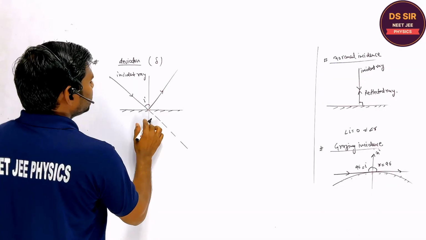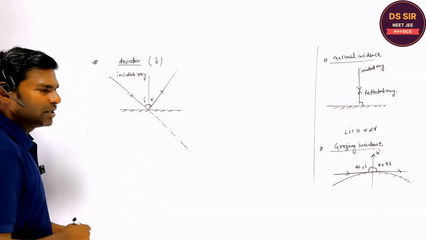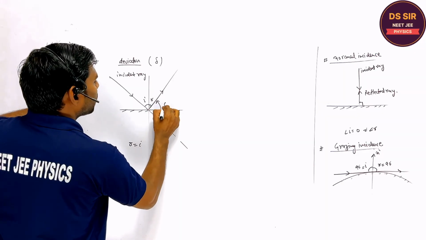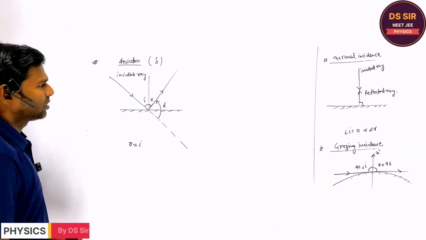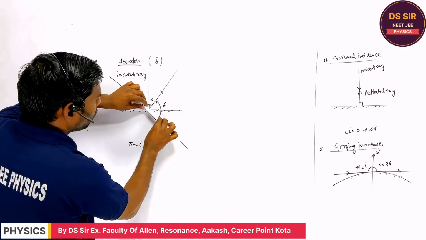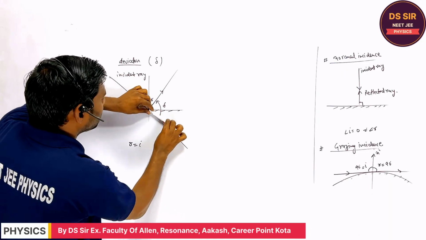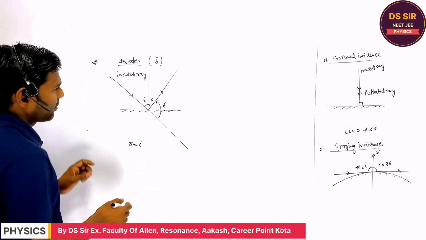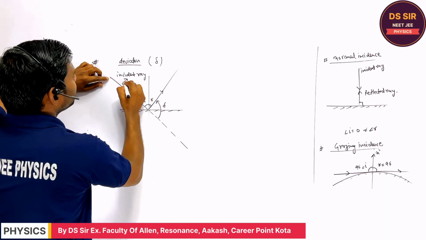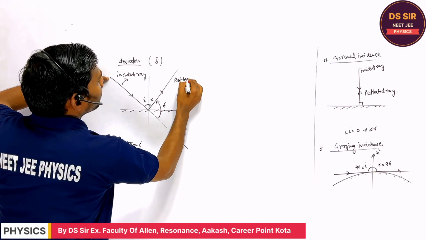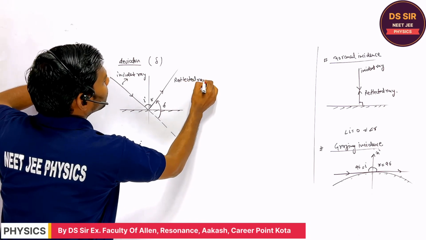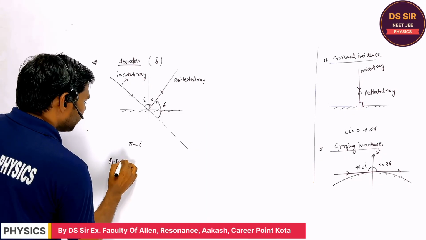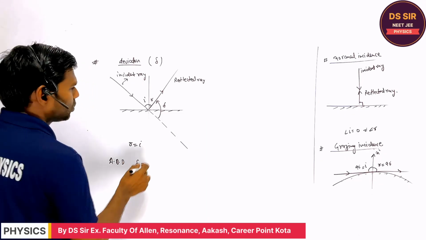Suppose the angle of incidence is i, and the angle of reflection r is equal to i. This is the angle of deviation. Is it clear or not? It should move in a straight line, but now it is moving in this direction, so there is a deviation. This is the incident ray, this is the reflected ray. So what is the angle of deviation delta?